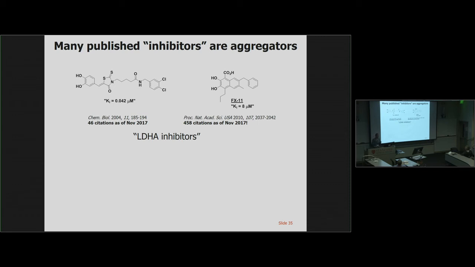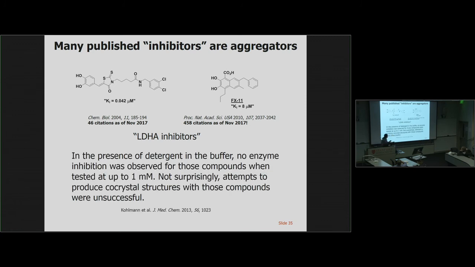But when researchers at Ariad wanted to start a drug program on this target, the first thing they did is they went back and they made and tested some of the compounds that had been reported in the literature, including these two. And what they found was that in the presence of detergent, no enzyme inhibition was observed for these compounds when tested up to 1 millimolar. And just to kind of twist the knife, not surprisingly, attempts to produce co-crystal structures were unsuccessful.